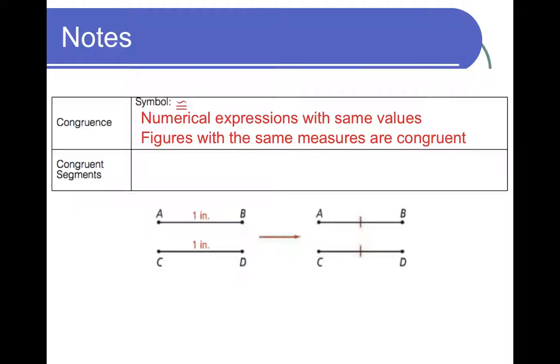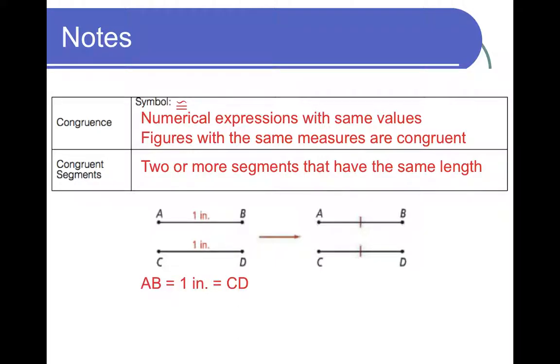All right, and now let's talk specifically about congruent segments. Congruent segments are simply two or more segments that have the same length. And I drew an example down at the bottom. You can see that AB is 1 inch and CD is 1 inch. So we know the measure of AB equals 1 inch, which equals the measure of CD, which is 1 inch. So the same measure means that they are congruent. I would write that AB is congruent to CD. So again, their measures are equal. The lines themselves are congruent.